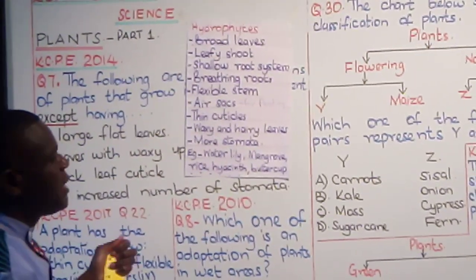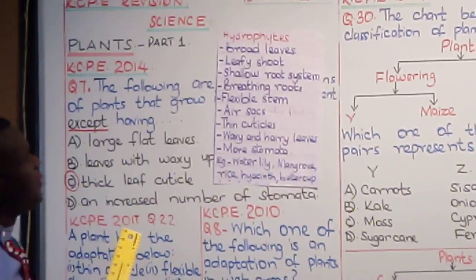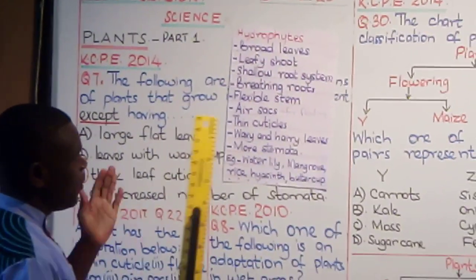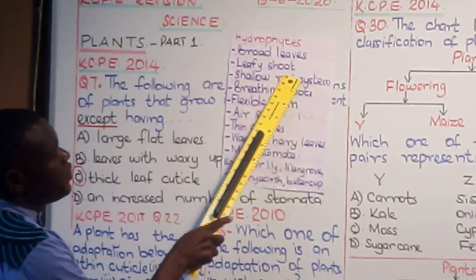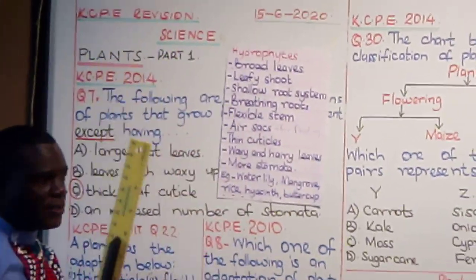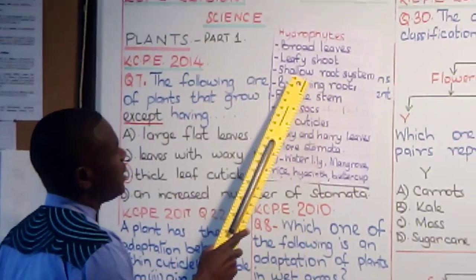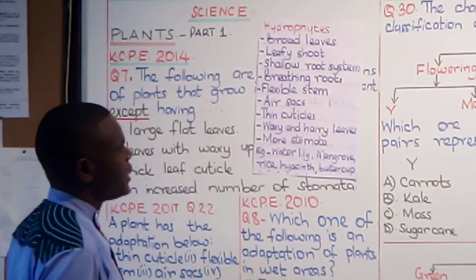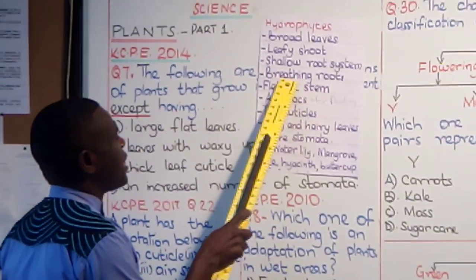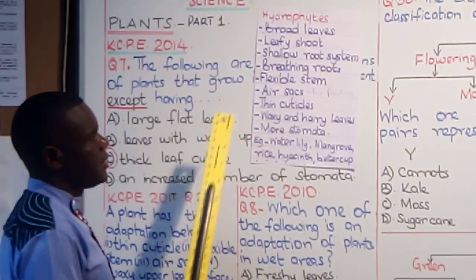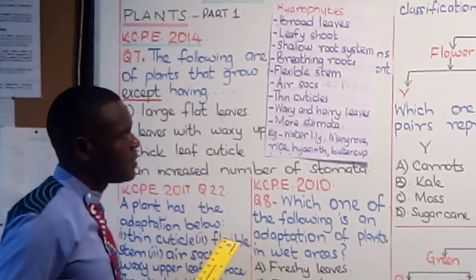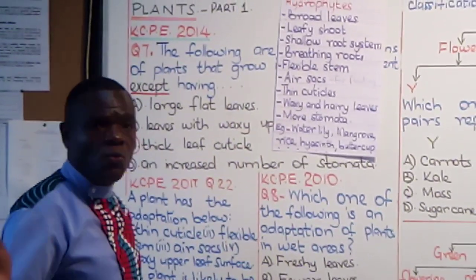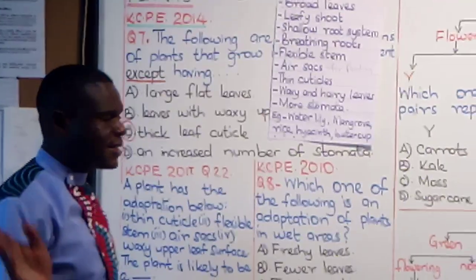And you repeat after me, hydrophytes. Very good. They have broad leaves. They have leafy shoots. The shoot system has so many leaves on them. Their roots are shallow. They don't need to go deep to look for water because water is available. Some have breathing roots. Some have flexible stems. They have flexible stems to avoid breaking when there are waves and floods and tides.